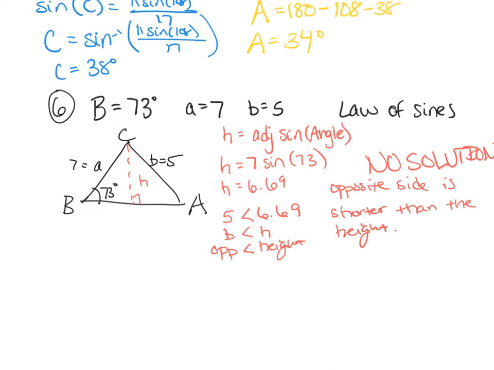I just noticed that I muted myself for a little bit. Whoops, sorry. Hopefully you've been able to follow along. Basically I'm saying the opposite side is shorter than the height, which means it doesn't even make a triangle.